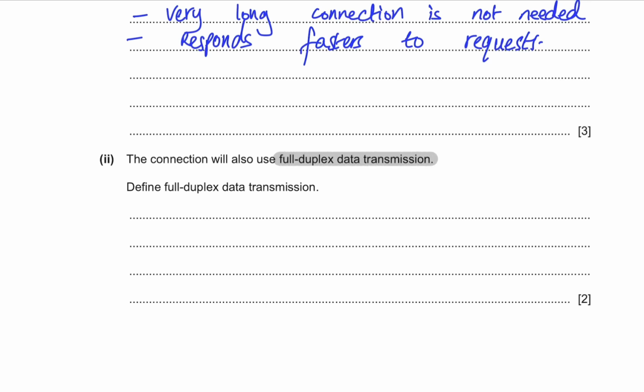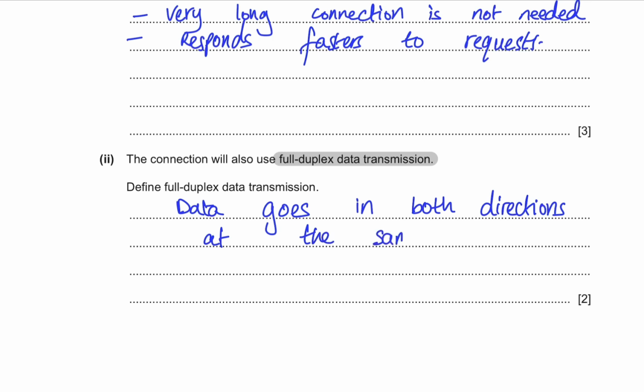Define full duplex data transmission. You have to define the term. Full duplex data transmission is nothing but the data goes in both directions at the same time.